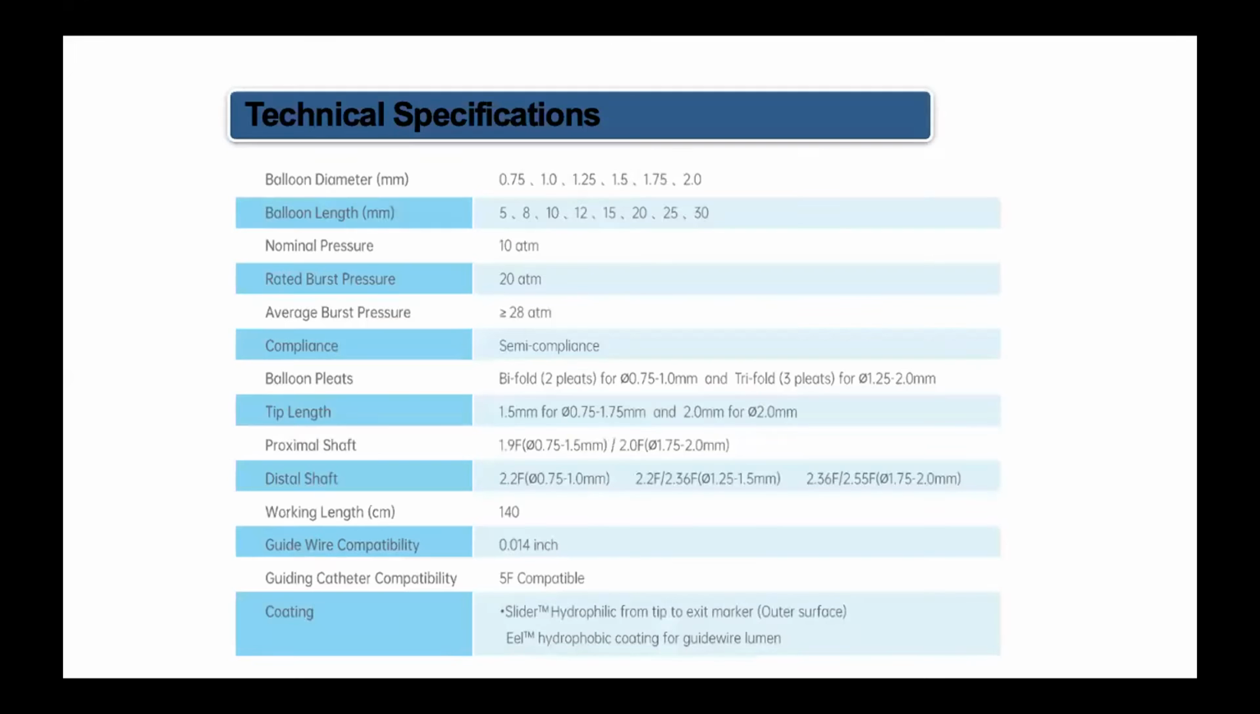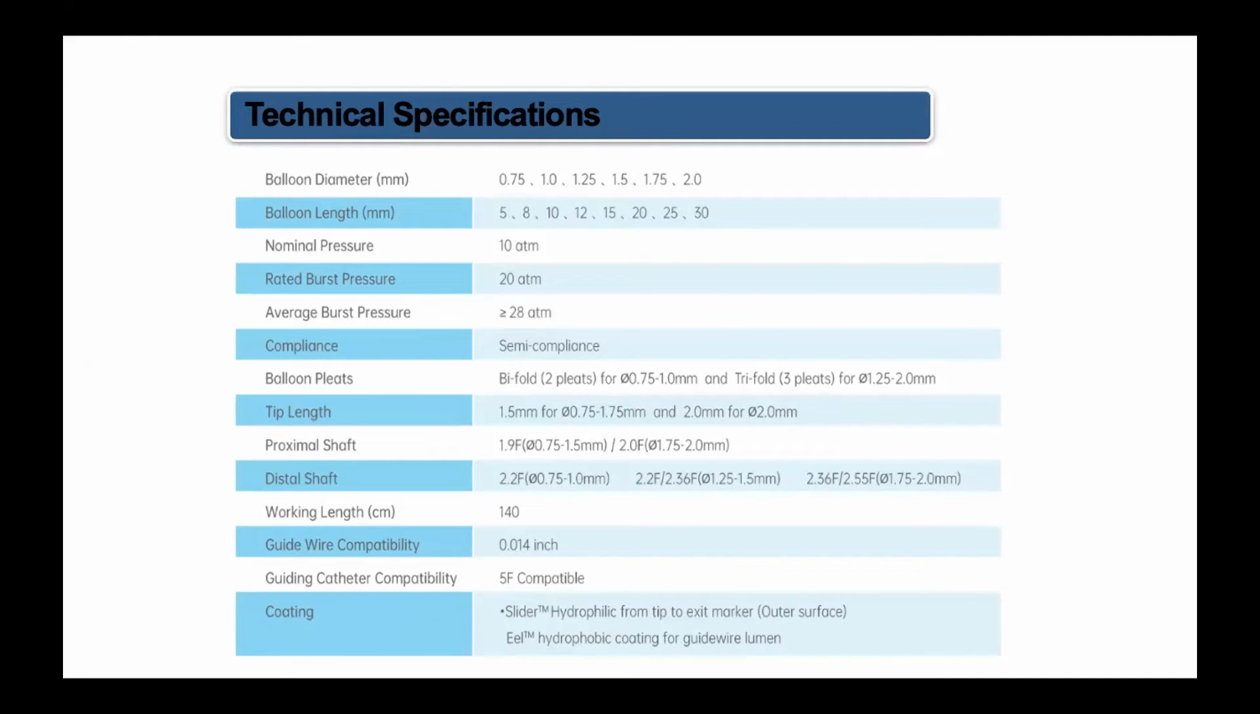So the diameter of the balloon varies between 0.75 and 2 millimeters. The length between 5 and 30 millimeters. The nominal pressure is 10. What's important is that the rated burst pressure is 20 atmospheres. Average burst pressure is more than 28 atmospheres. It's a semi-compliant balloon. What is very important is that the 0.75 and 1 millimeter balloons are bifold.